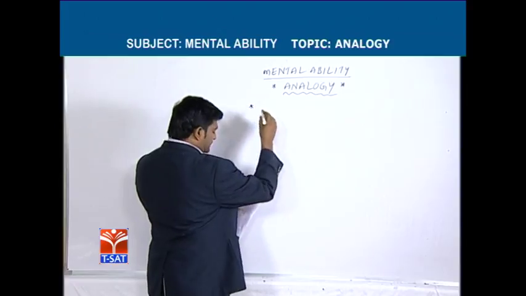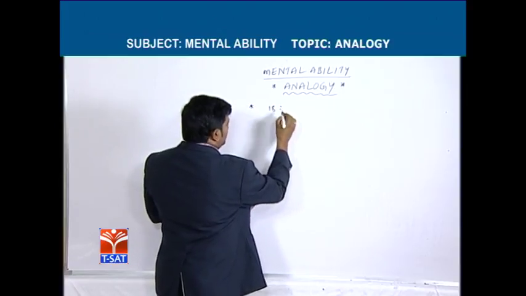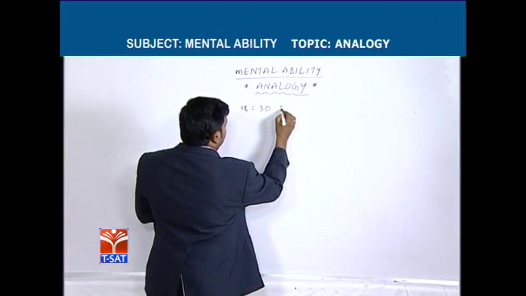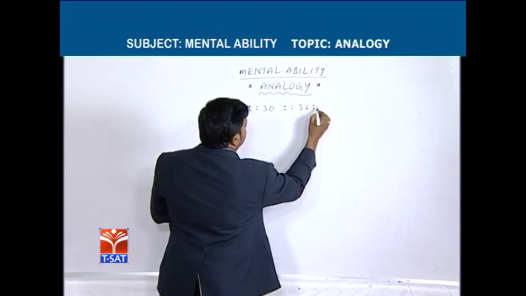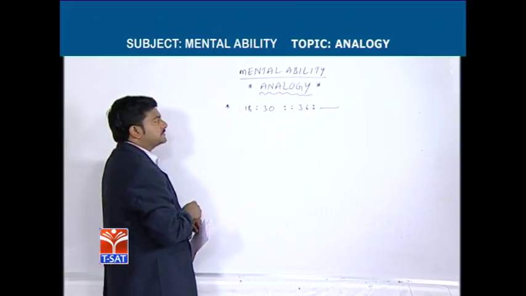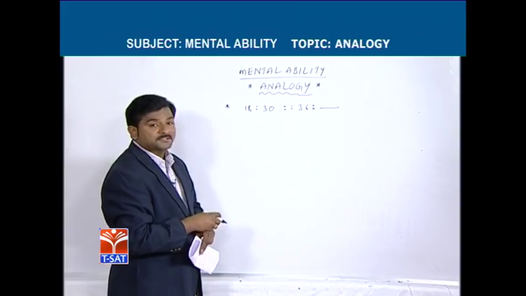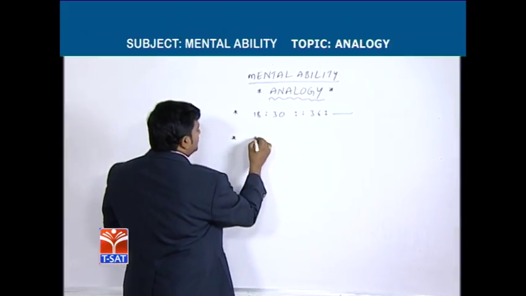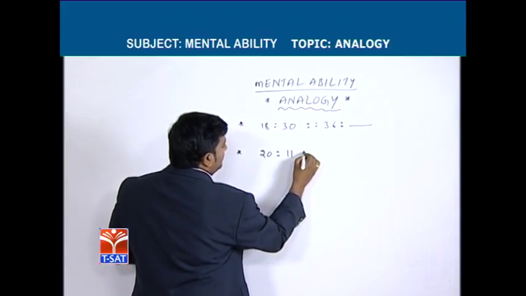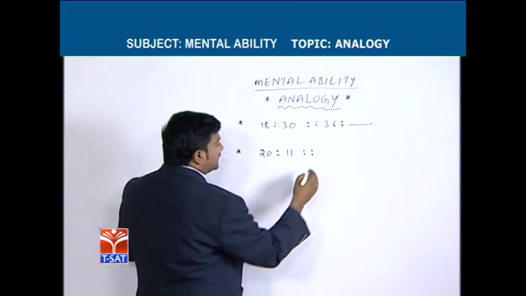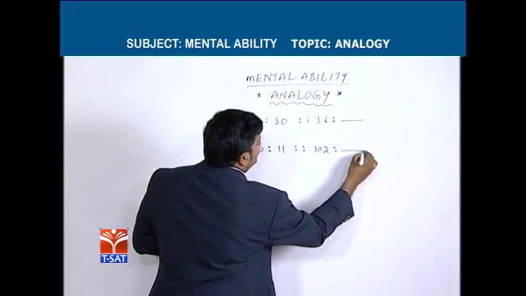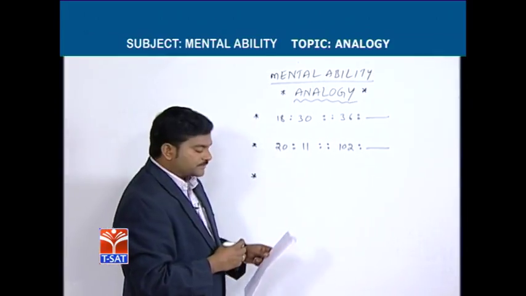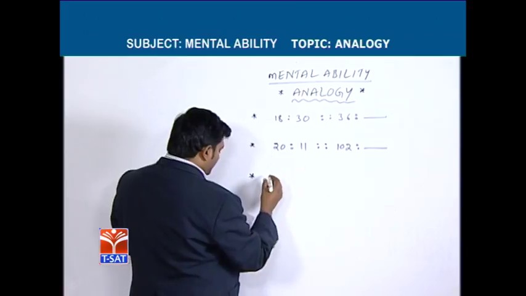First question is given like this: 18:30 is as 36:dash. That is one type of question. And the second question is given: 20:11 is as 102:dash. Similarly we can take like this also.